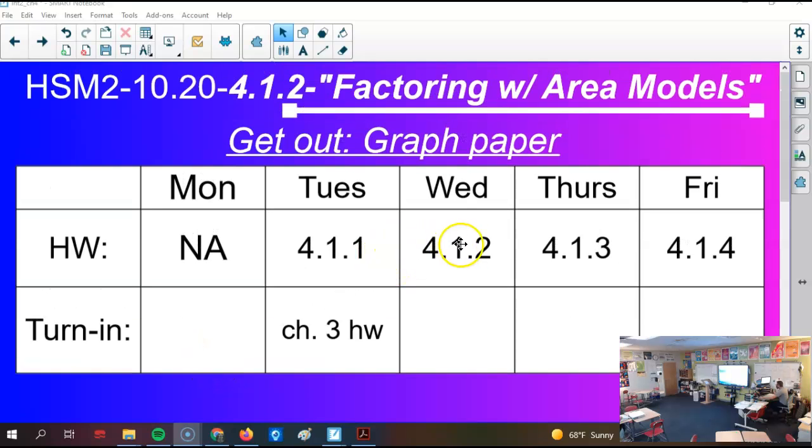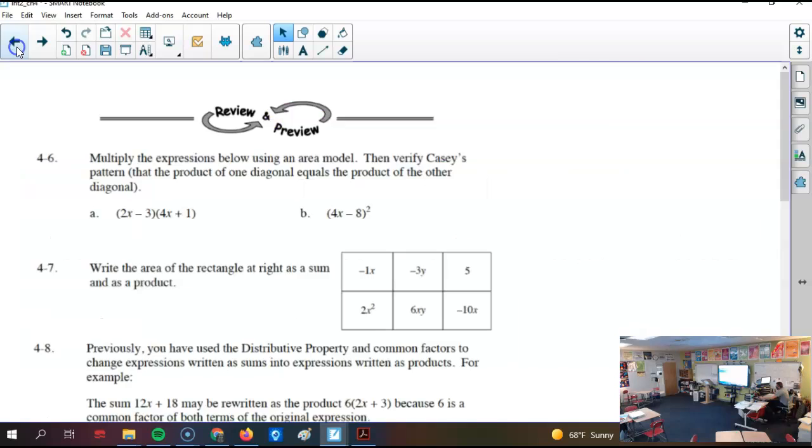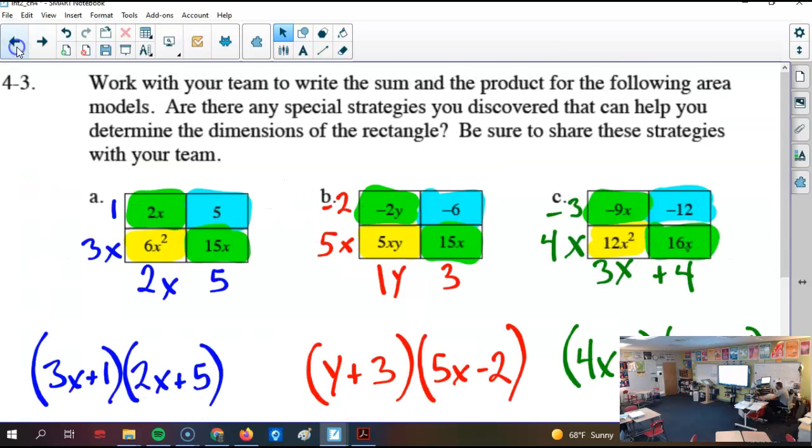All right, but I shifted some of the homeworks, as you see, because obviously we didn't get into 412 yesterday, and now Connor's not here. So we probably will only make it to 414 this week. But today, we are factoring with area models. So yesterday, we figured out some interesting things, or we started to figure out some interesting things.